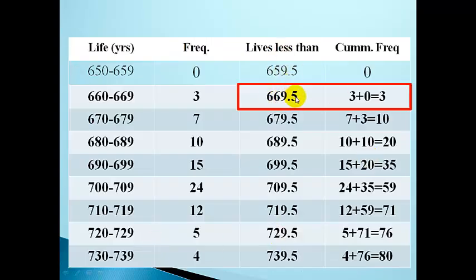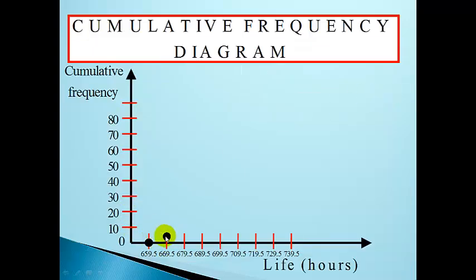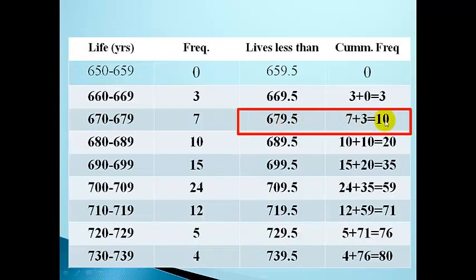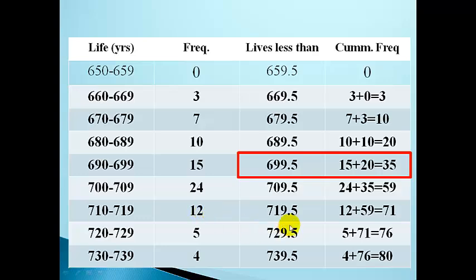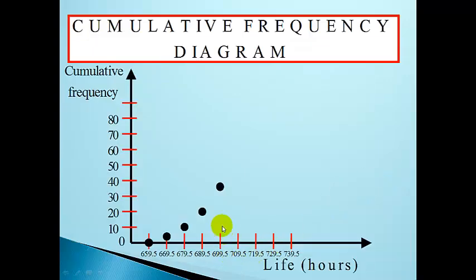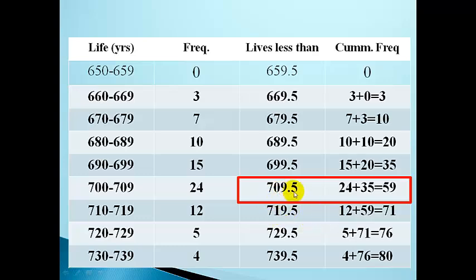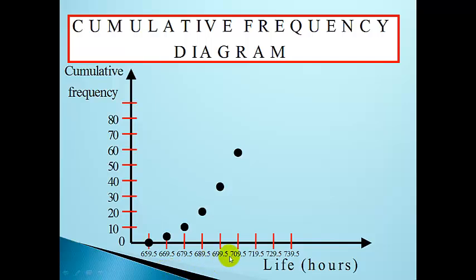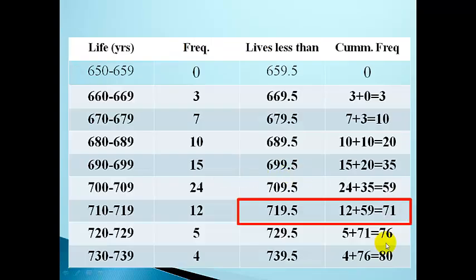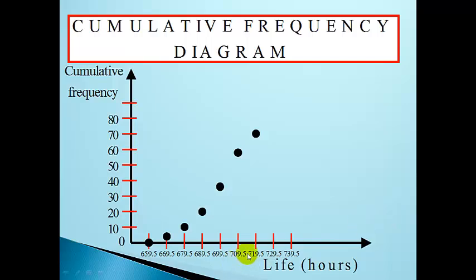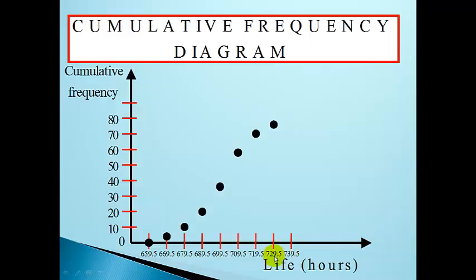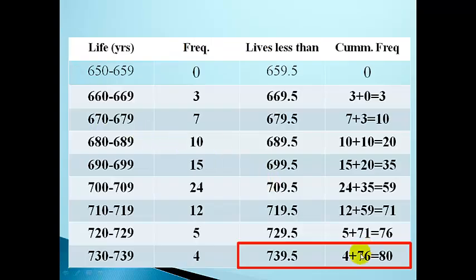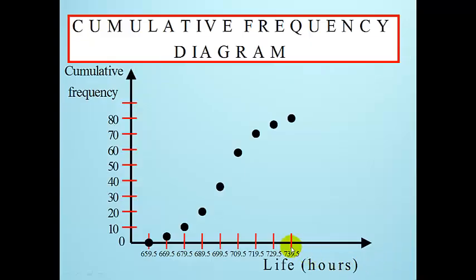The next point will be 669.5 and 3. The next is 679.5 and 10. 689.5 and 20. 699.5 and 35. 709.5 against 59. 719.5 against 71. 729.5 against 76. Then 739.5 against 80.